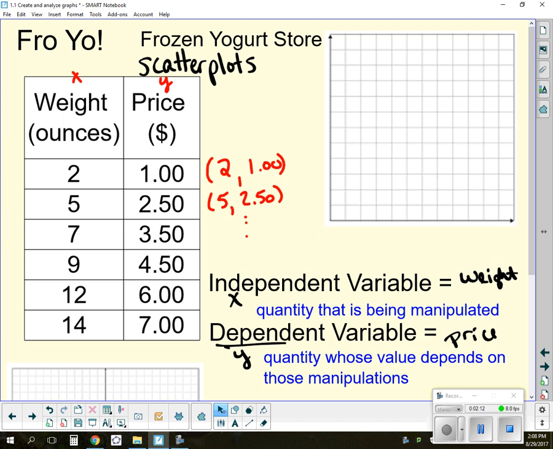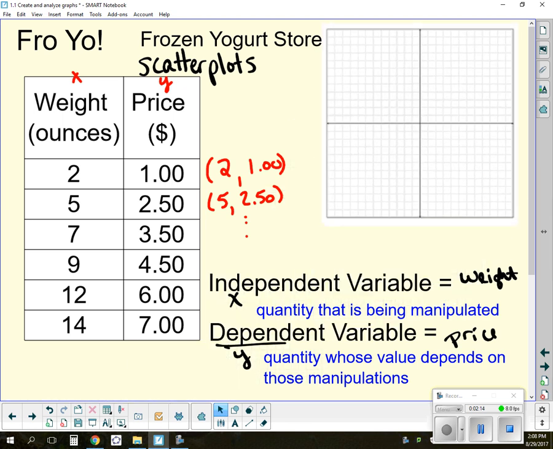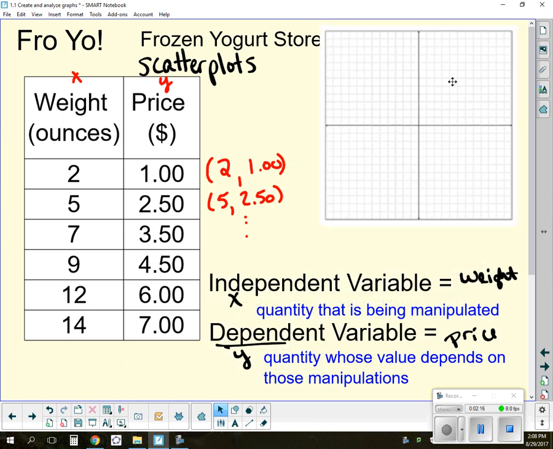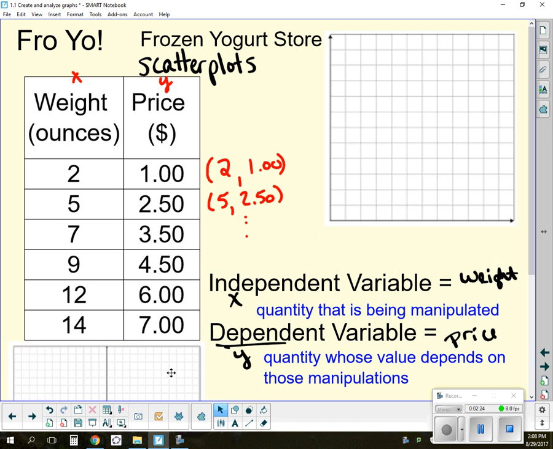We know when we're working with a coordinate plane, it actually has 4 quadrants: 1, 2, 3, and 4. But in this case, all of our values are positive, and that occurs in quadrant 1. So we're only going to graph in quadrant 1 for this one. When we do that, we need to have lots of labels. You need a title for your graph, and I'm just going to call this one Froyo.